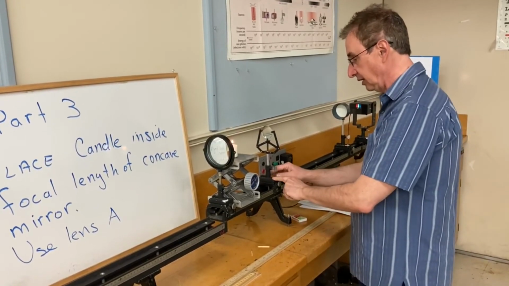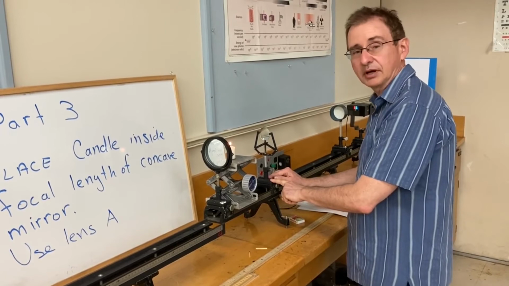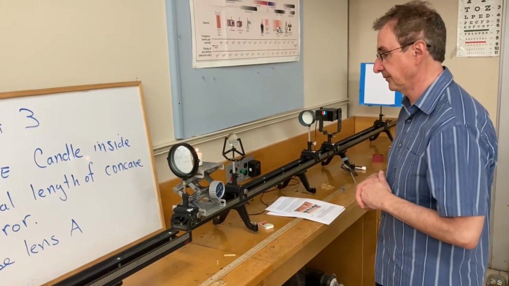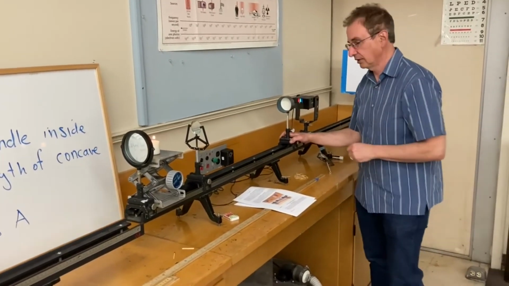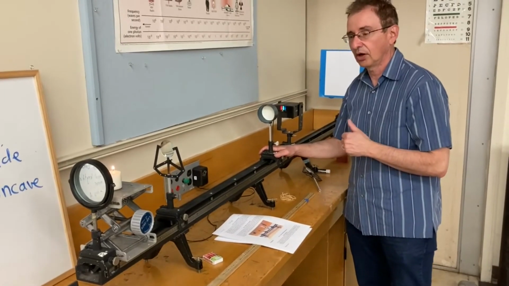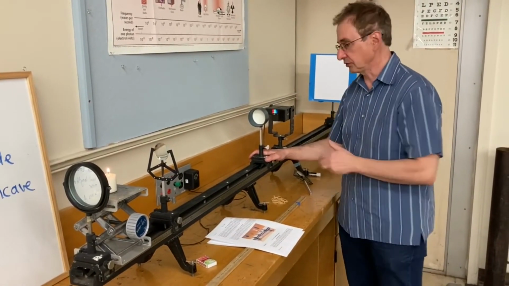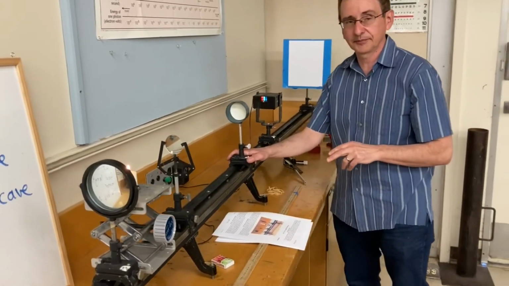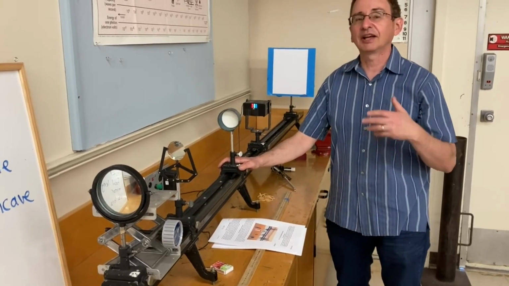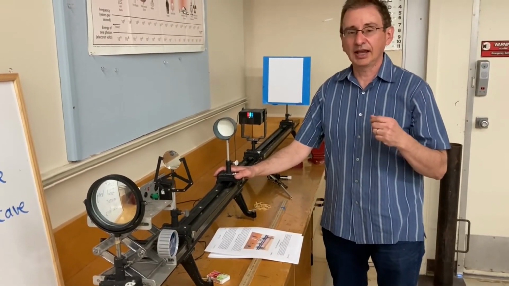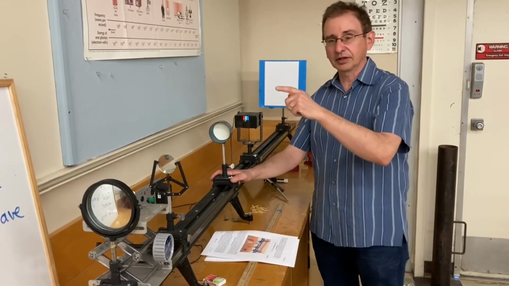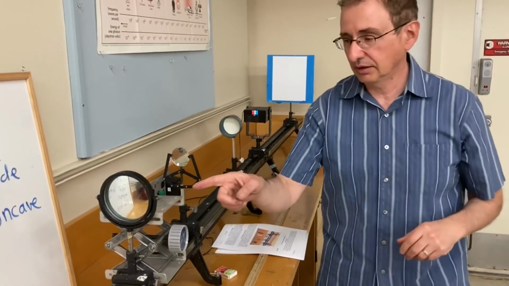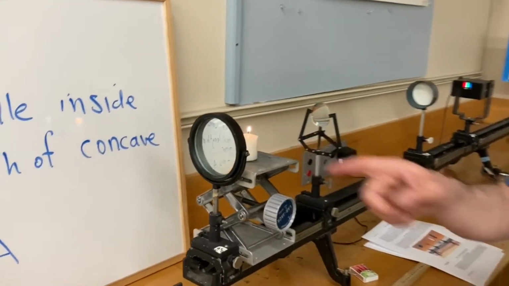You'll have the converging lens about 30 centimeters from the mirror, as described in the instructions. Then what you're going to do is find all the images that are produced. So you're going to move this screen in until you find all the images. I'll let you figure out how many images you're going to see and which optical element is producing which image. I want you to figure that out. Remember that this candle is inside the focal length of the concave mirror.